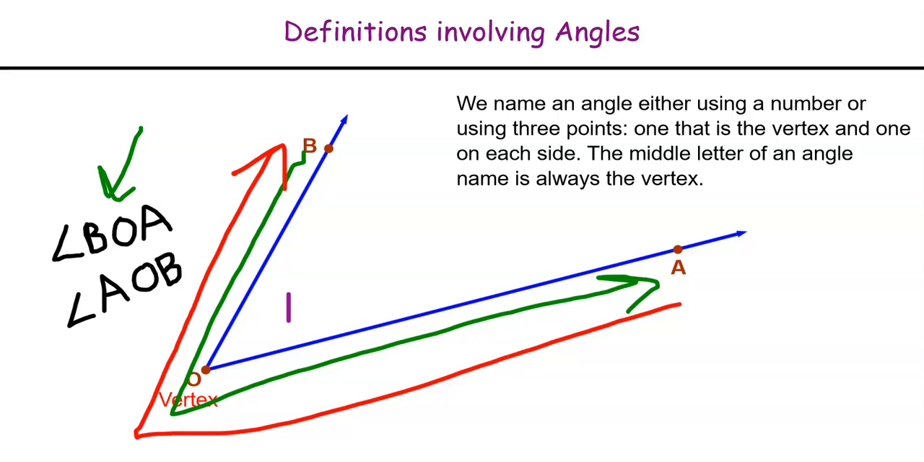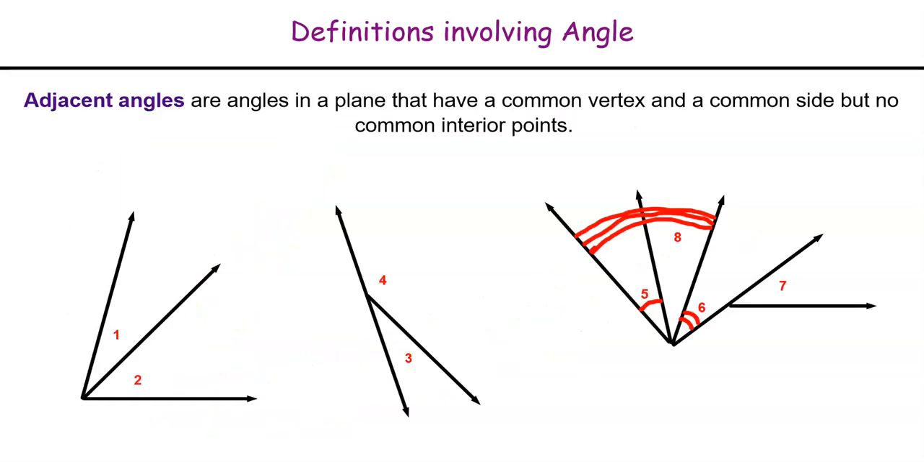So it's entirely possible that two angles share a ray. If that's the case, we call them adjacent angles. Those are angles in the same plane that have a common vertex and a common side, but no common interior points. So angles 1 and 2 are adjacent. Angles 3 and 4 are adjacent.